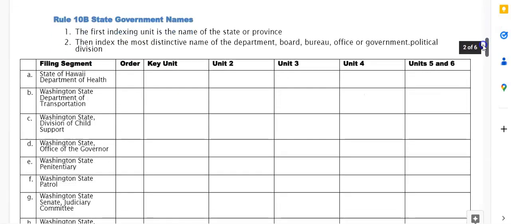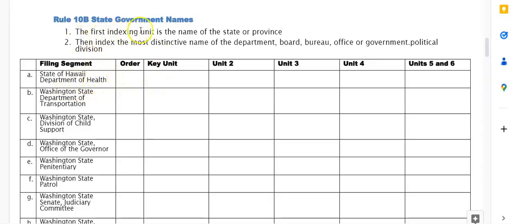So now let's take a look at Rule 10b, which deals with state government names. Okay, so this is similar to local and regional government agencies, but in this case, the first indexing unit or key unit is the actual name of the state or province. Okay, and then it says you'll then index the most distinctive name of the department, board, bureau, office, or government or political division. So the first one we have is State of Hawaii Department of Health.